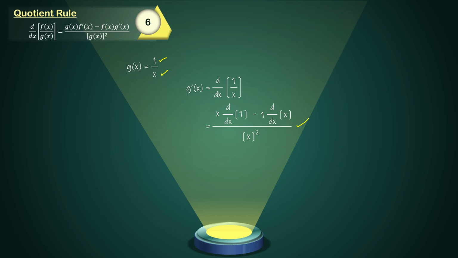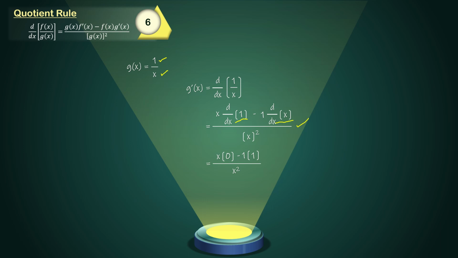To continue in finding the derivative of the function, we need to apply other differentiation rules that we learned in the previous videos. We have x times the derivative of 1, which is 0, minus 1 times the derivative of x, which is 1, all over x squared.